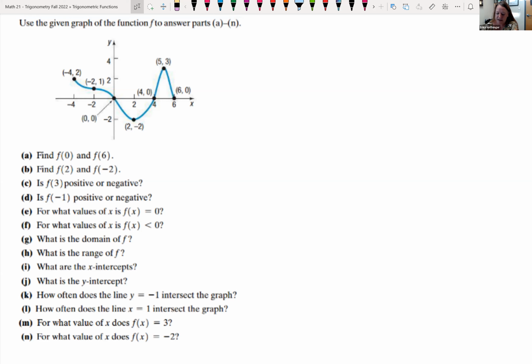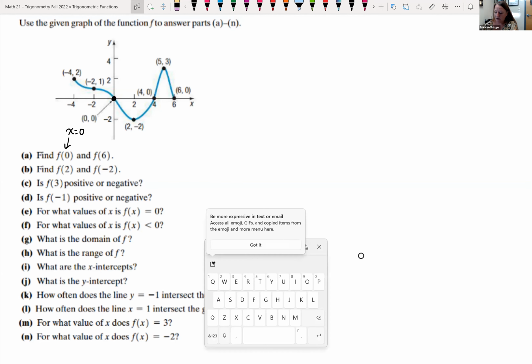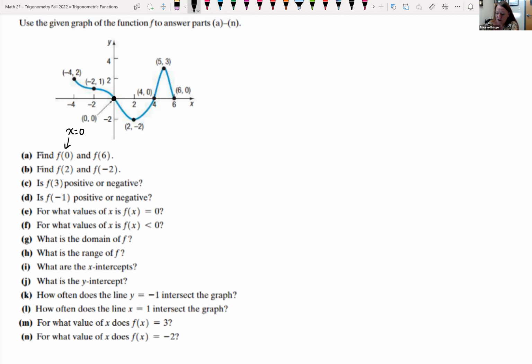Well, what this is telling me is f of 0 is saying, what is my y value when x is 0? So I'd go to the graph and look at where x equals 0, and that's at the origin. So at x equals 0, my y value is 0. So f of 0 is equal to 0. F of 6, same sort of idea. In this case, x is equal to 6, and we want to figure out what y is there. So when x equals 6, y is also 0. So f of 6 equals 0.